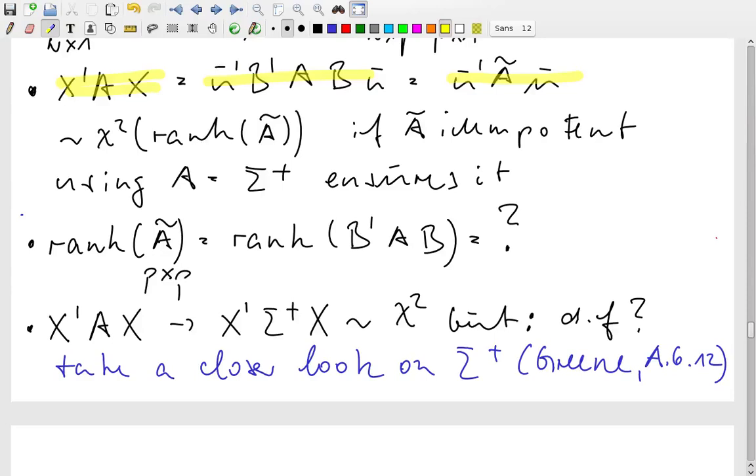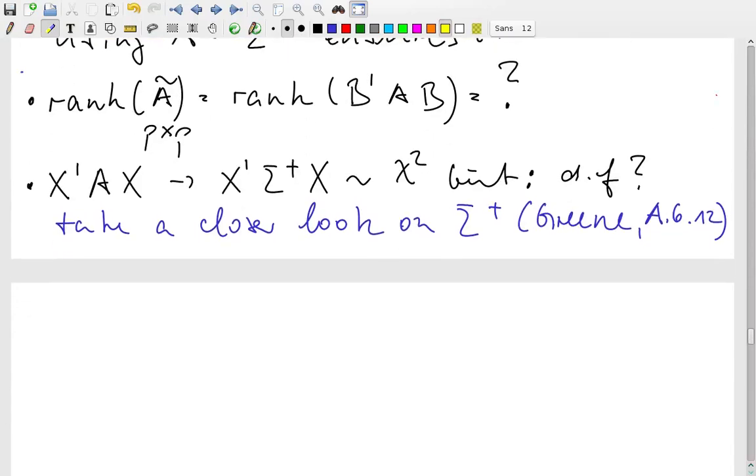Well, A tilde is a p by p matrix, and there is no reason that this matrix should not be invertible. So the rank of A tilde should be p, but we would like to relate this rank of A tilde and the degrees of freedom of the chi-square statistic more to the properties and the rank of the variance covariance matrix sigma. Okay, and that's what we're about to do.